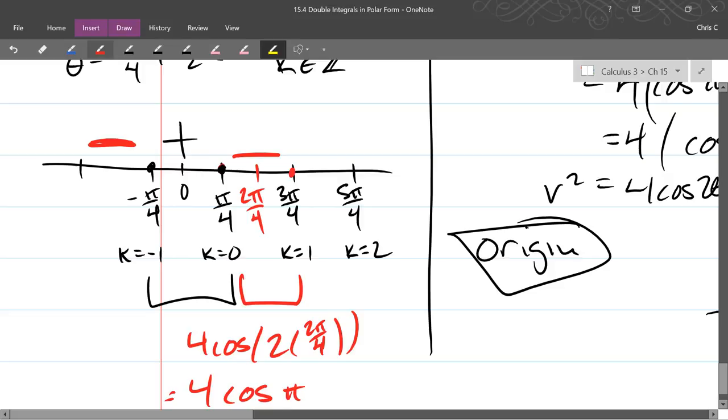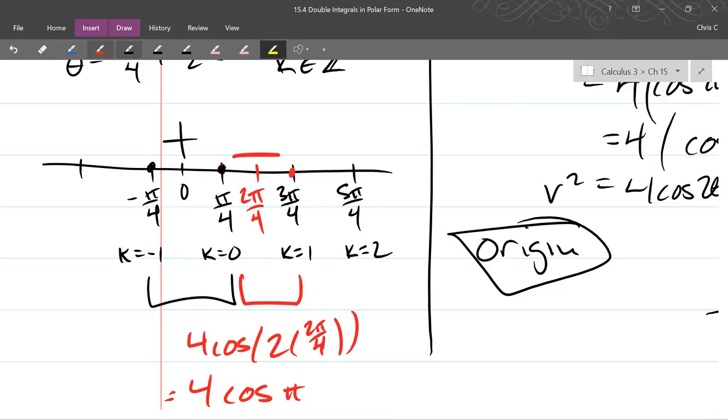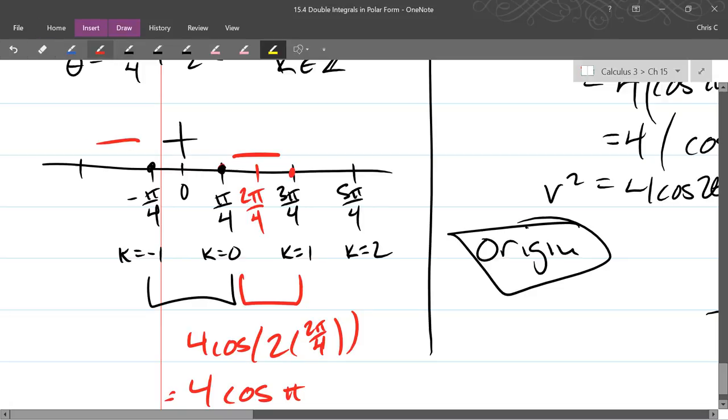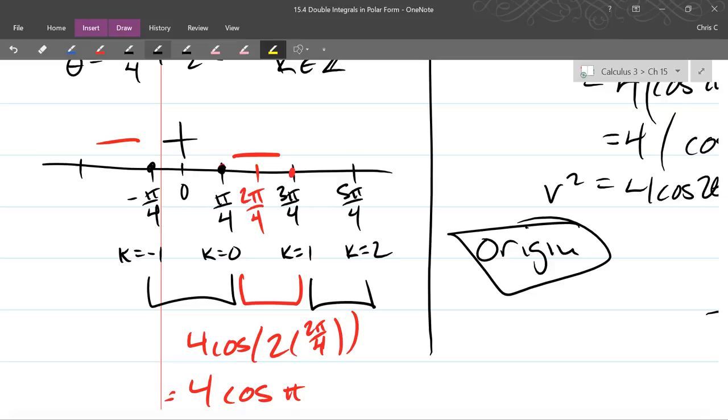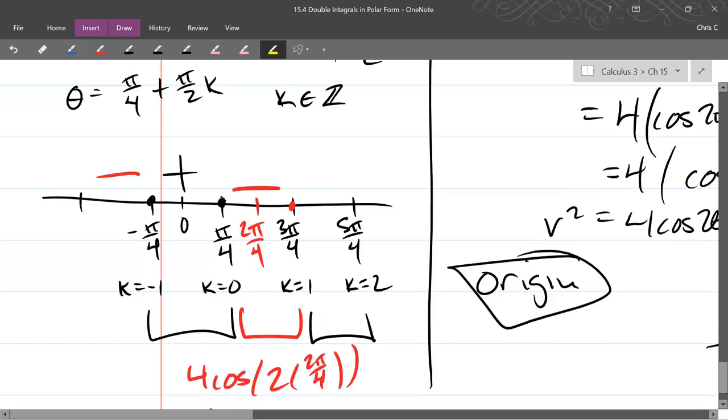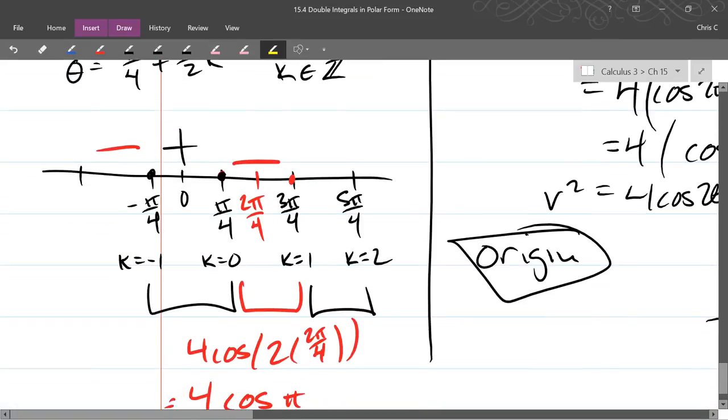So I could choose, if I wanted to, oh no, wrong color. That's a minus. I can choose this interval over here if I want to. I don't have to choose the first one right there. I can choose any of the positive versions. So this style should feel very similar to the first intersection that we did. And this probably goes a lot faster.